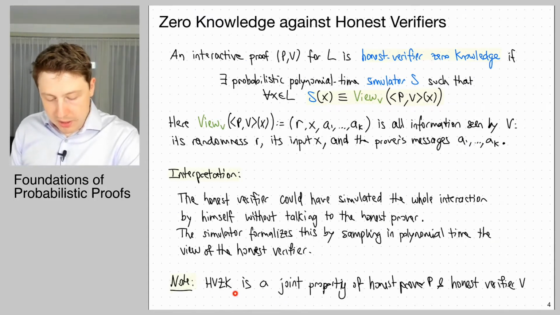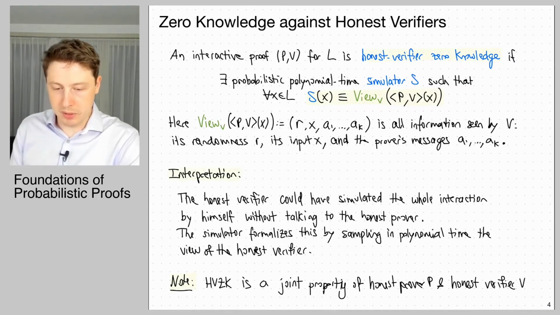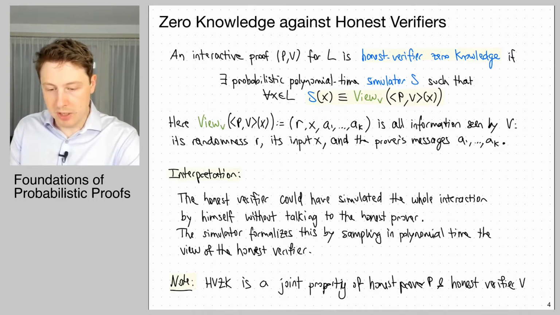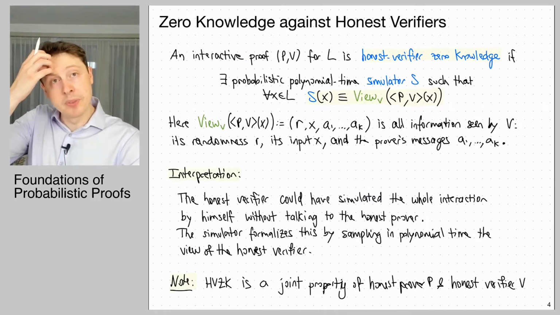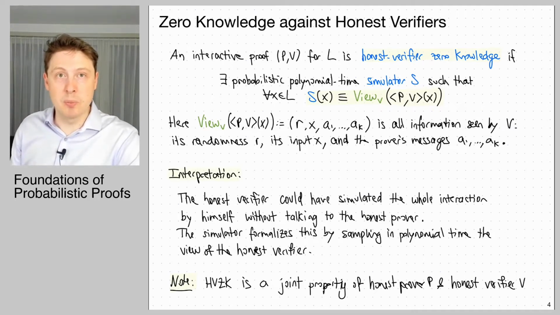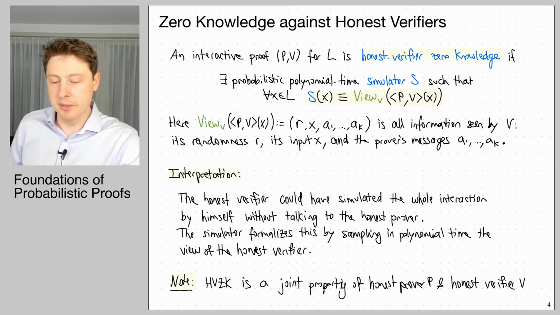Now notice that honest-verifier zero-knowledge is neither a property of the prover or the verifier, but is a joint property of the prover and the verifier. Why? Because we said that we are going to specifically look at the view of the honest verifier when it interacts with the honest prover. So this is in contrast to, for example, a soundness property, which is a property of the verifier, right? In soundness, we just quantify over all provers, and we argue that the verifier on its own is able to protect himself, right?